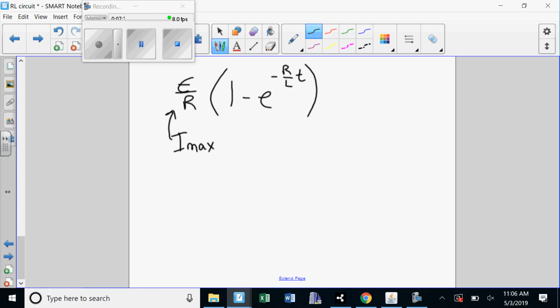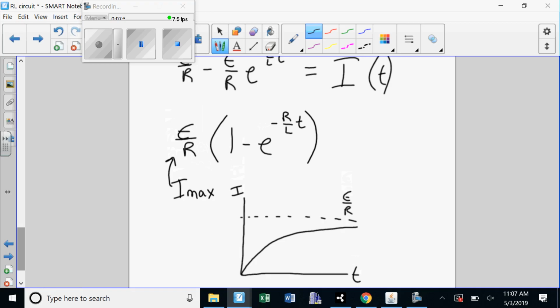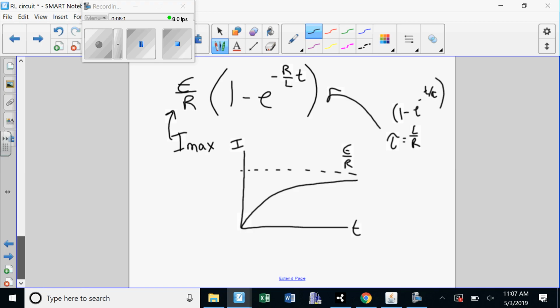Okay, so this guy would look like this: current as a function of time. It's approaching some value of epsilon over R. It starts at 0 and it's an exponential approach. Okay. The other thing I want to point out right here: remember that this function is 1 minus e to the minus t over tau, where tau is in the denominator. So that means our tau, our time constant for the LR circuit, is just L over R. Good. Excellent. So we're going to move on later and do the LC.